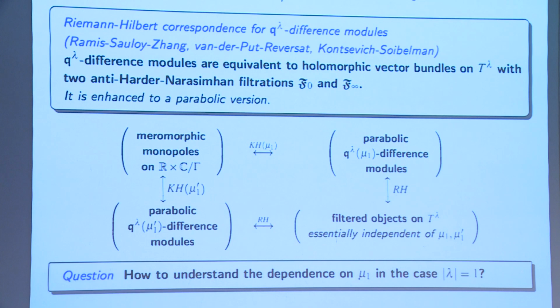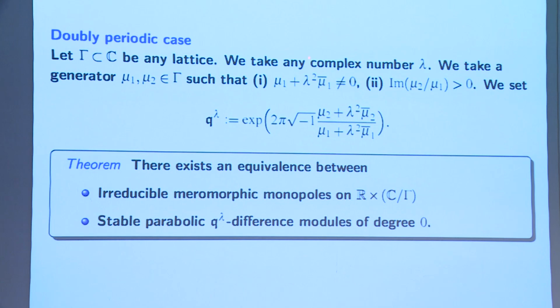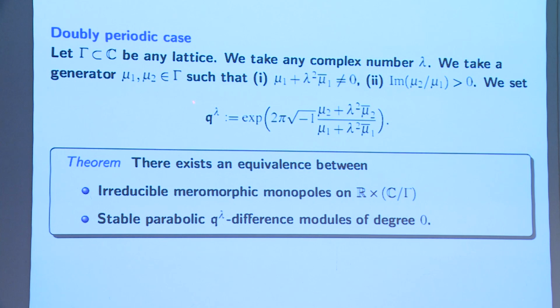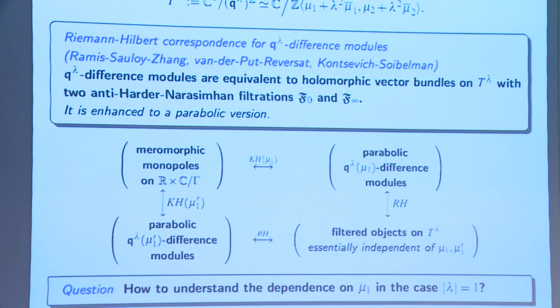Excuse me, what was mu1 prime? Sorry. So in this statement, for any lambda, we take a generator mu1, mu2 of gamma, this lattice, and q_lambda is defined by this formula. I'd like to explain the construction later, but the construction depends on the choice of these generators. But mu2 is not so important. Mu1 is essential, so mu1 is actually an element of gamma.